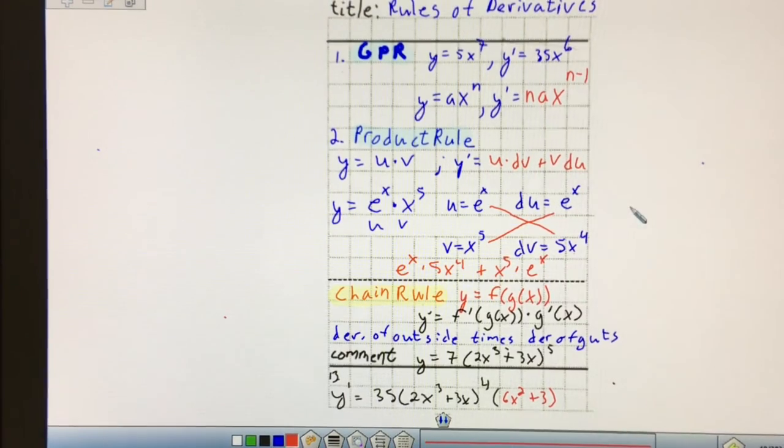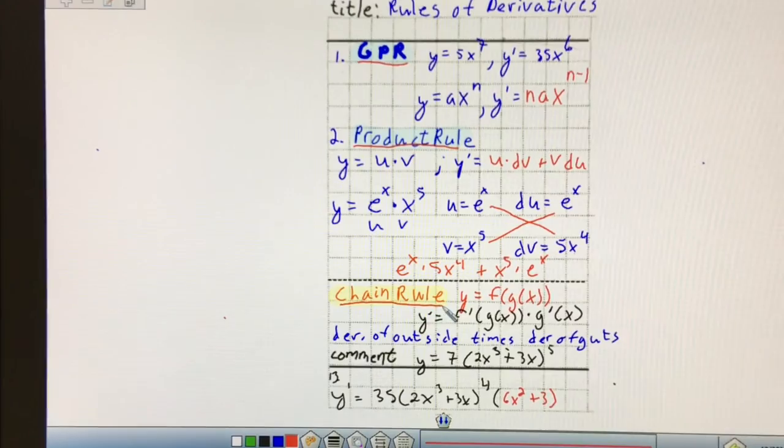All right, these are the 4 rules of calculus. These are 3 of the 4 rules. You have general power rule, product rule, and chain rule. And this one is on page 13.